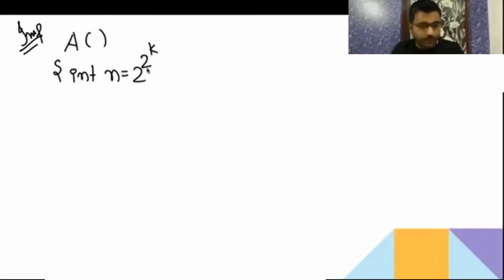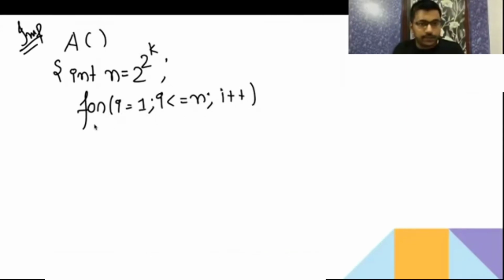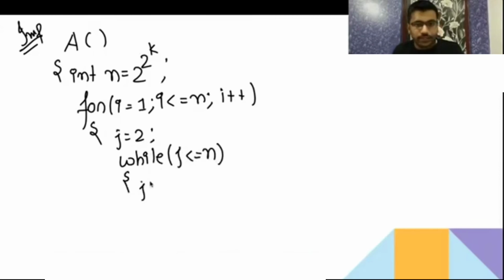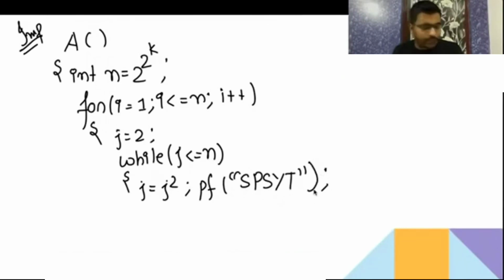n equals 2 to the power 2k, they have given here. Now for i equal to 1, i is smaller than or equal to n, i plus plus, then j equal to 2, they have given 2, while j is smaller than or equal to n, j is going to increase with j equal to j square, and it is going to do printing. Let us assume it is printing the code.